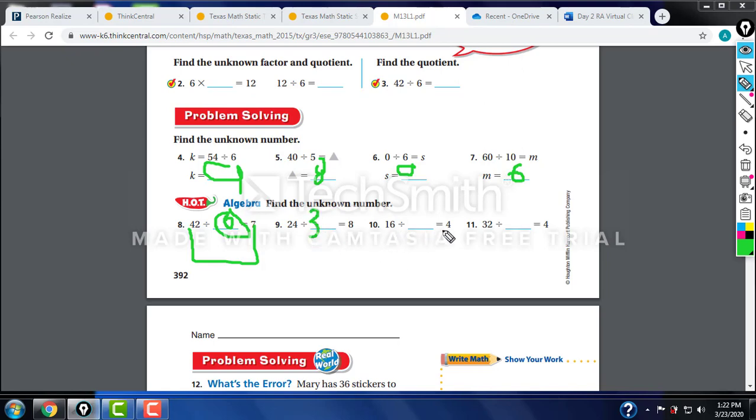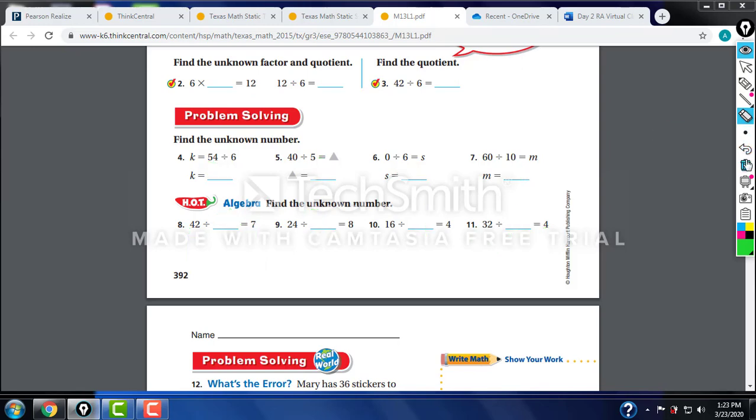16 divided by what equals 4? So again, we're looking at these two numbers here. What's your factor? 4 times what equals 16? And your answer is 4. 32 divided by blank equals 4. Again, you're missing a factor there, and your answer should be 8 here. Alright, very good. Nice work.